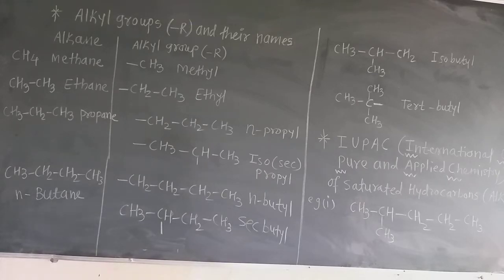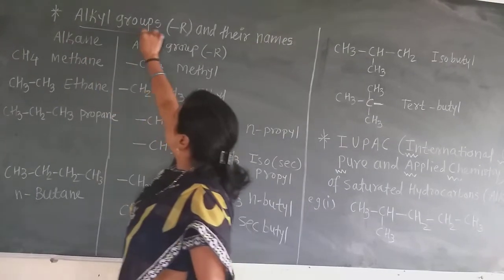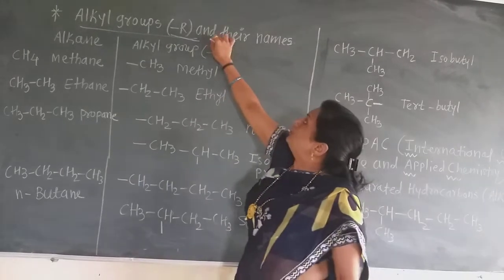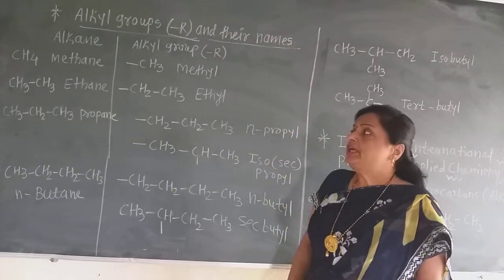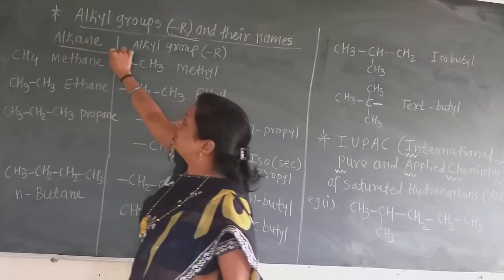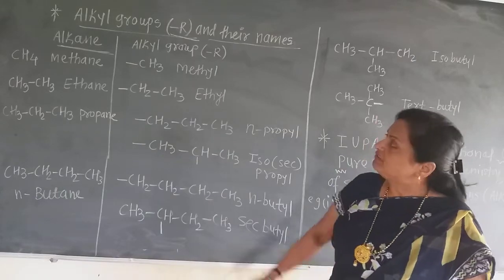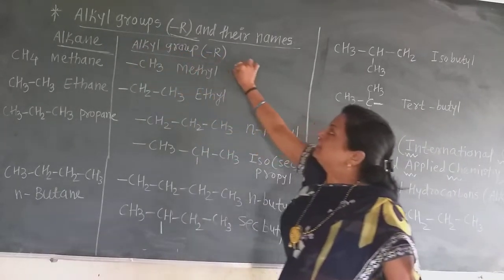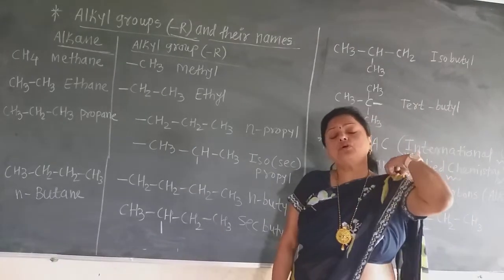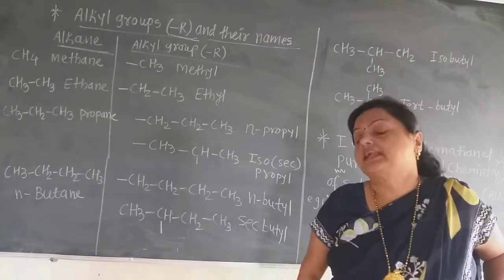Now these alkyl groups are denoted by the symbol R, capital R. The alkyl group means that if one of the hydrogen atoms of the alkane is replaced or removed, then we obtain the alkyl group. Now let us first see how the alkyl groups are obtained from the first four alkanes.